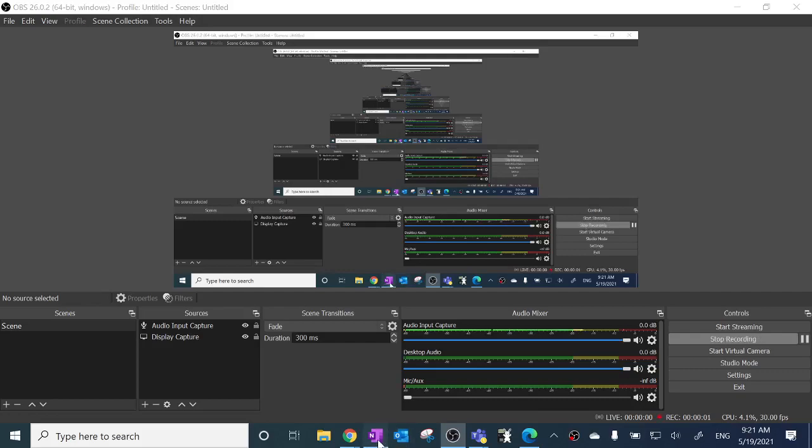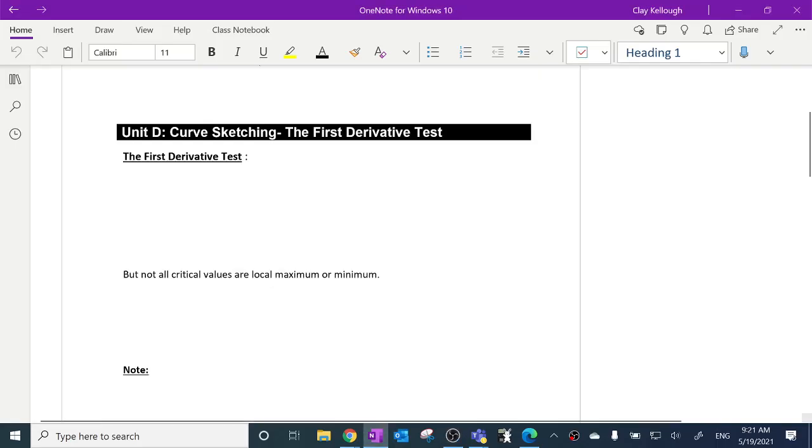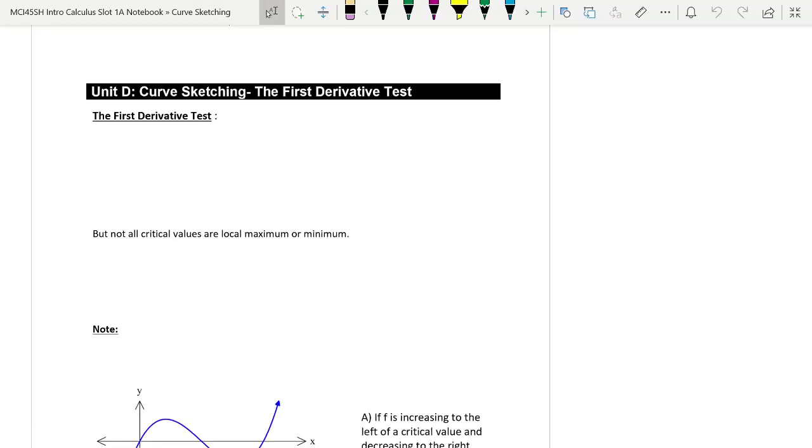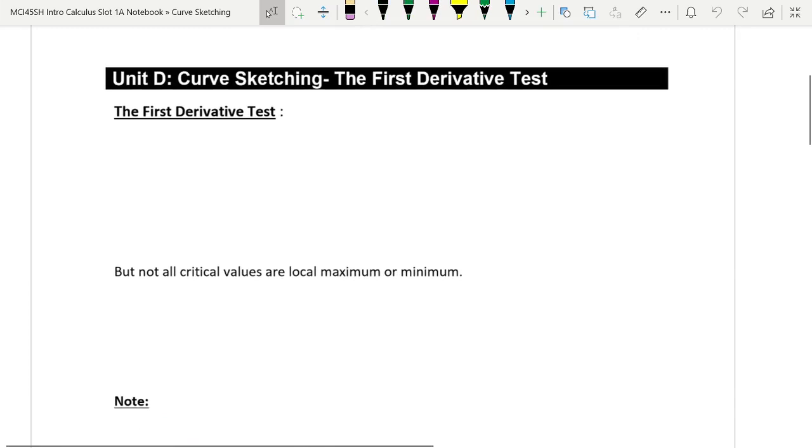Okay, we're recording. So today we are going to basically continue where the last lesson left off, where we're dealing with maximums and minimums, whether they be local or absolute. And you can probably already tell that the way we find them is what we call the first derivative test.